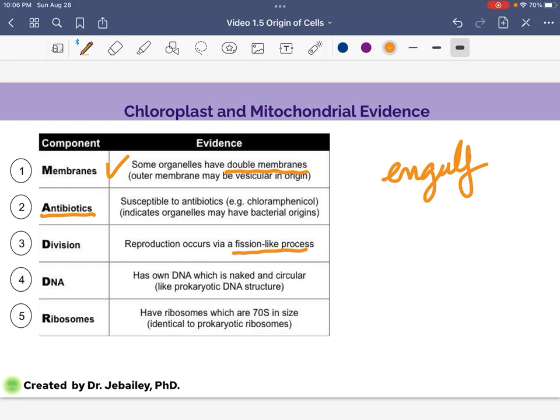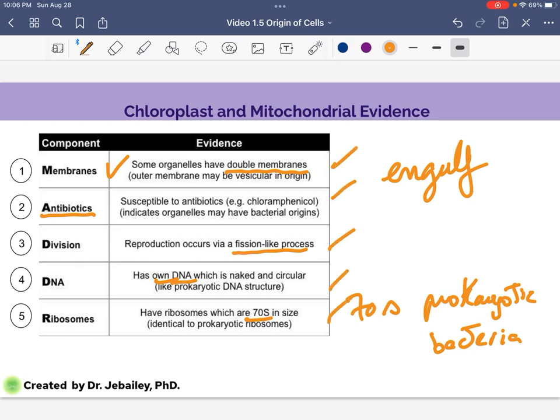They all divide by binary fission. They all have their own DNA. And they all have a ribosome that is a 70S. And if you remember, 70S is the size for what? For prokaryotics, which again, most likely the mitochondria and chloroplast were actually bacteria. So these 5 evidence here might just prove that mitochondria and chloroplast used to be bacteria and they were engulfed by a prokaryotic, and then when they were engulfed, they turned into a eukaryotic.